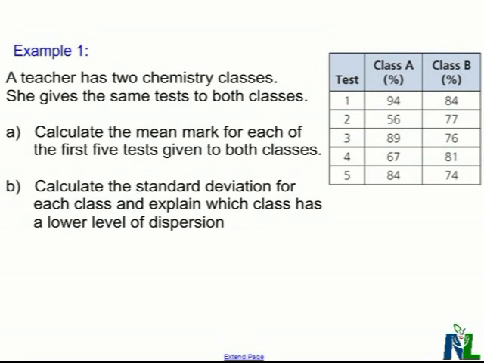In this video, we'll be calculating the standard deviation for two sets of data to determine which one is more closely centered around the mean, or in other words, less dispersed. So what we've got are two chemistry classes and the class average on 5 different pieces of assessment, or 5 different tests. So in part A of this, we need to calculate the mean mark, or the average, for each class.